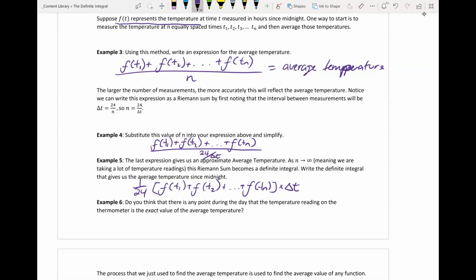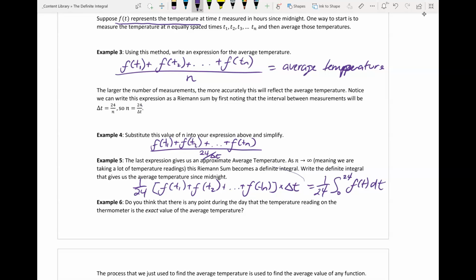And according to our notes from our last lesson, at least this portion is equal to the integral from 0 to 24 of f of t dt. So that was the definition from the last lesson. And we had this 1 over 24 in the front. So that just stays there.